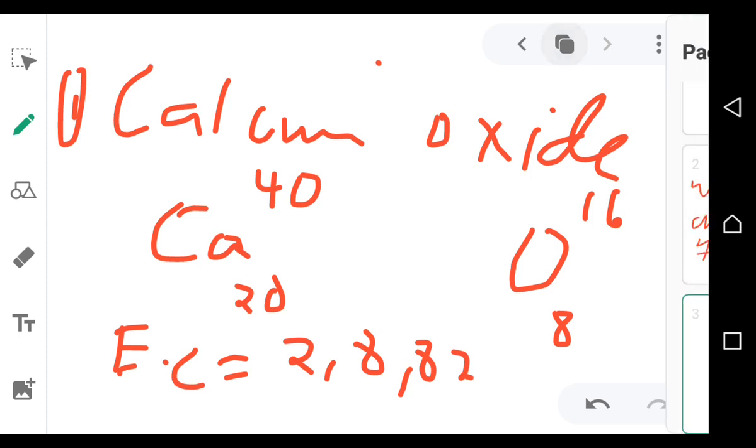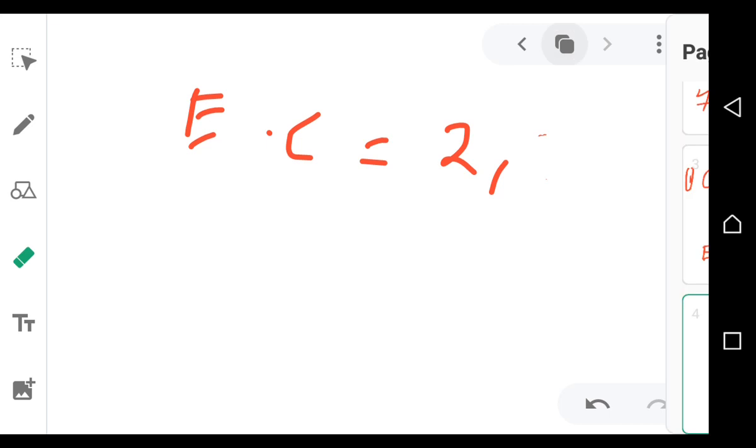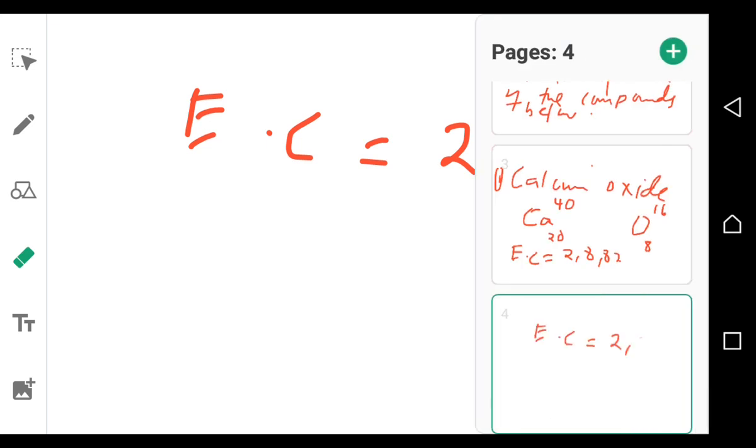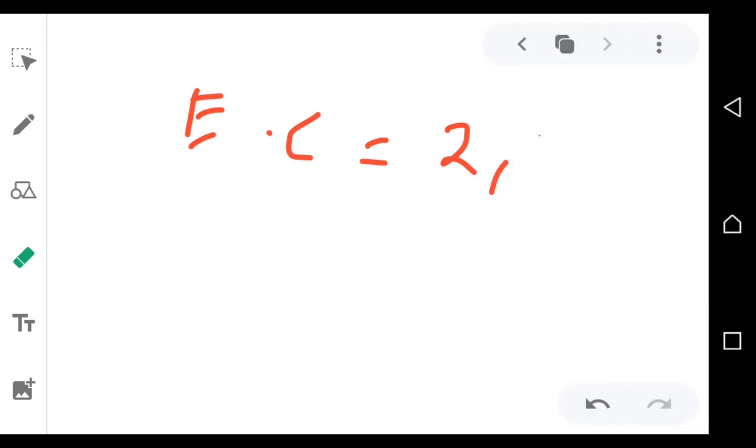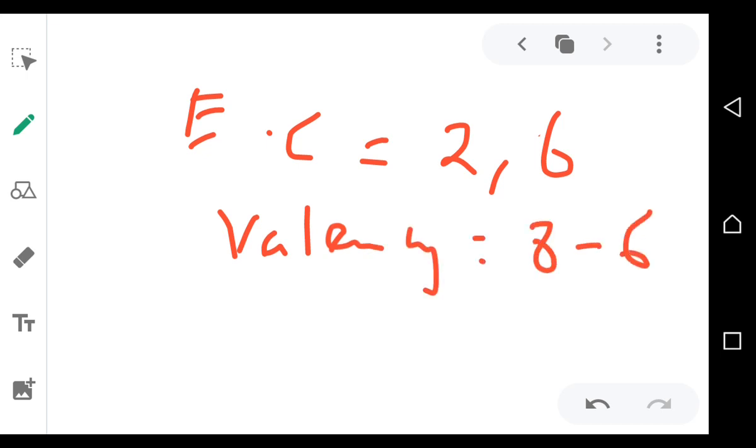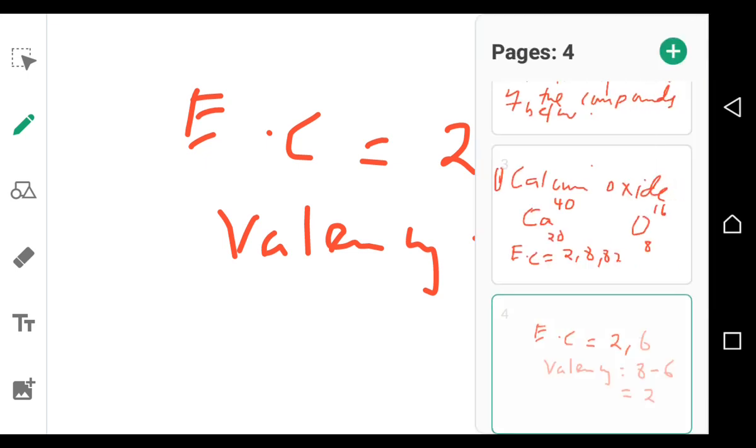And then the EC for oxygen, because of space, we'll say the EC for oxygen is 2, 6, because oxygen is 8, so it's 2, 6. So you use valences. You remember I said if it is 6, you subtract from 8 to get the valence. So the valence is 8 minus 6, which is 2. Okay, so these are the valences I have.